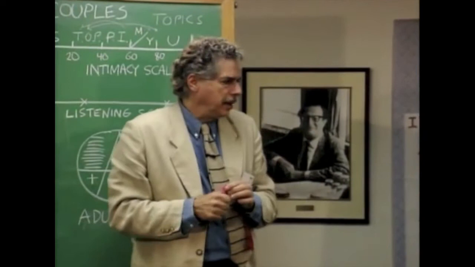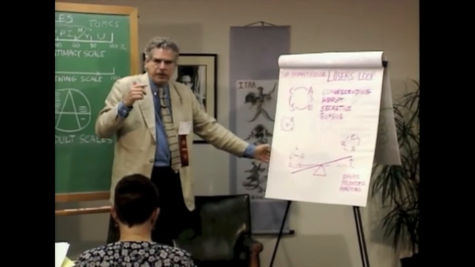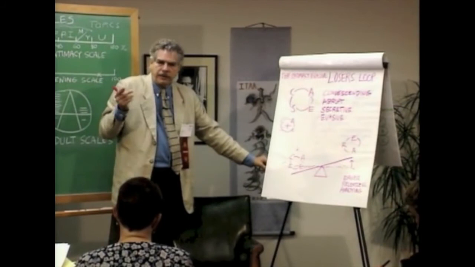Okay, so those are the loser's loops. This is in the bring it up, talk it up, wrap it up. This is one of the things that keeps people from being able to talk it all the way through. Also in Berne diagrams, the crossed transaction would be something that keeps something from being talked through.